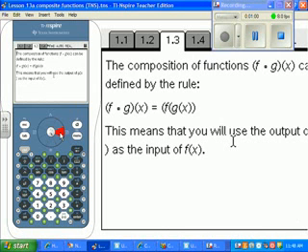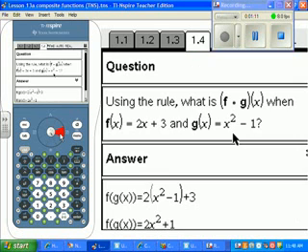What this means is we're going to use the output of g of x as the input for f of x. You're going to see how that works in just a moment. Are we ready? Using the rule, what is f of g of x when f of x equals 2x plus 3 and g of x equals x squared minus 4?